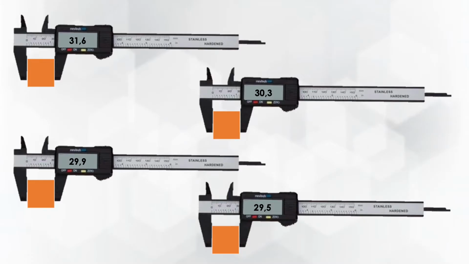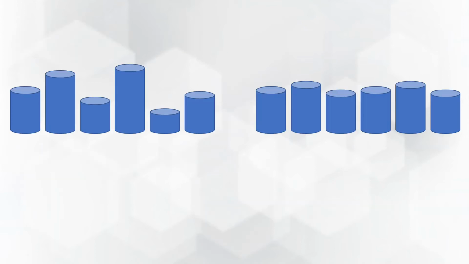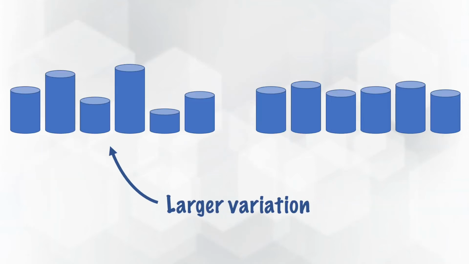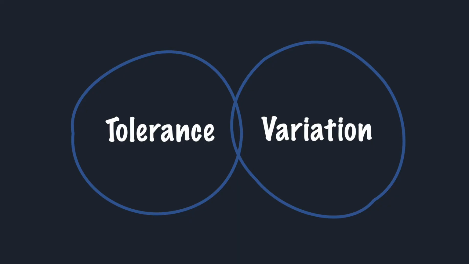Variation is what we see in reality. It is important to recognize that it's impossible to build multiple parts to the exact same geometry. Variation is the term used to describe the spread of measures between the parts. The larger the variation, the larger the spread of measures. At the end of this video, I will share a link to another video talking you through how we can actually calculate variation.